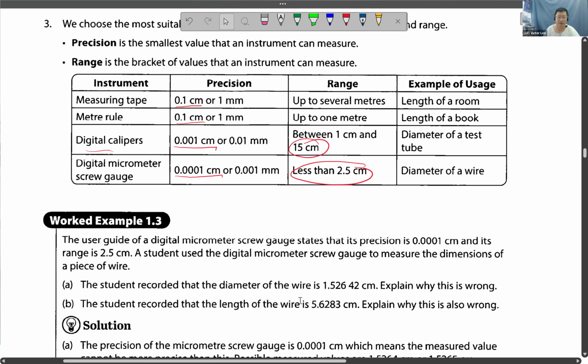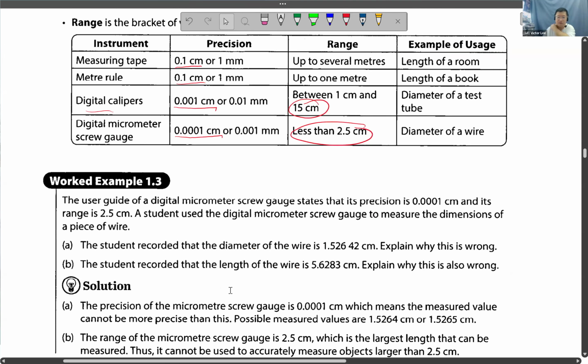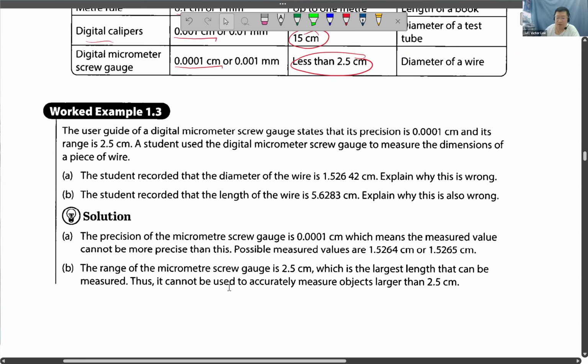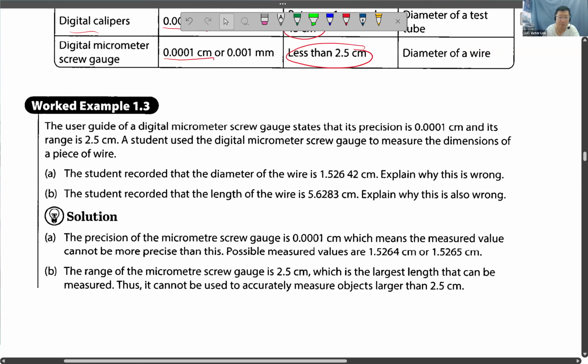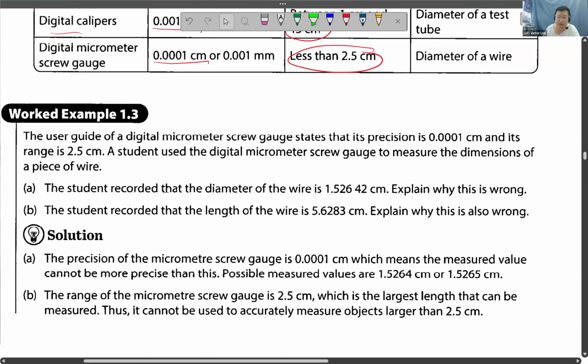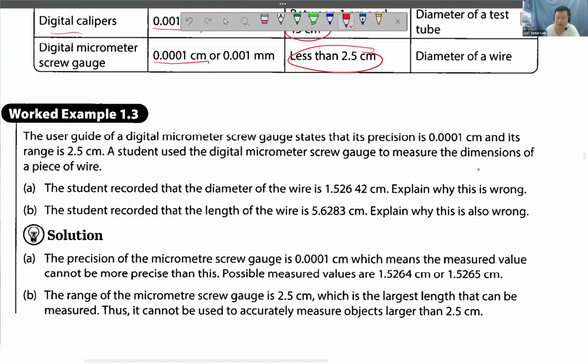Right. Okay, so I won't go through this. Let me see. Okay, maybe I should just run through this one, in case you don't know what a precision is. So let me run through the precision itself. Okay, let's see. The user guide of this thing states that precision is this. Yeah, this is based on the user guide, which is just how we look at it.